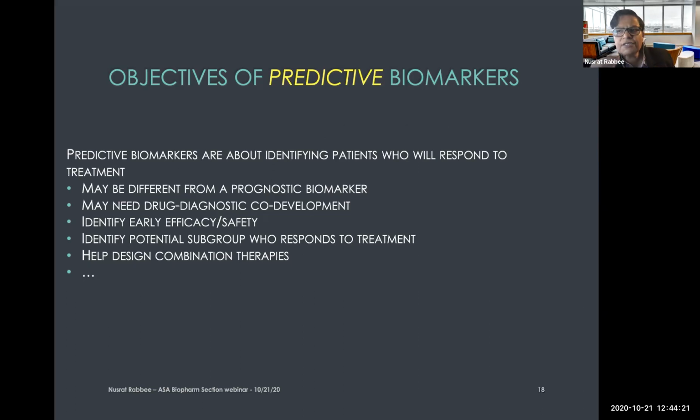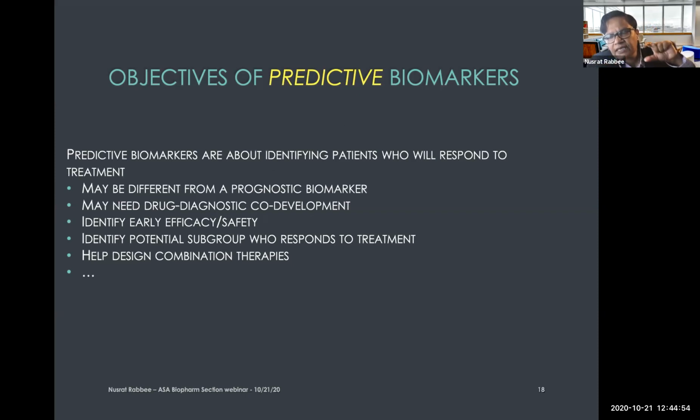So that's a prognostic signature. It's different from predictive. Predictive is talking about who is going to respond, who amongst the disease will respond or not respond to the drug. And predictive biomarkers will also need drug diagnostic co-development. In other words, there has to be an assay, a validated test that measures that biomarker and produces reliable results as to who is positive and who is negative.